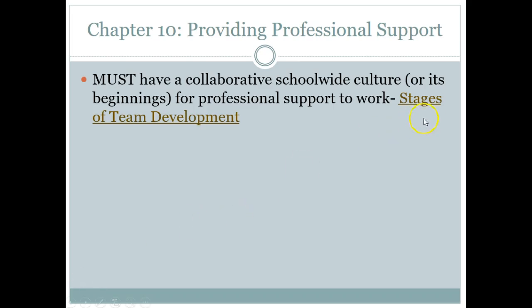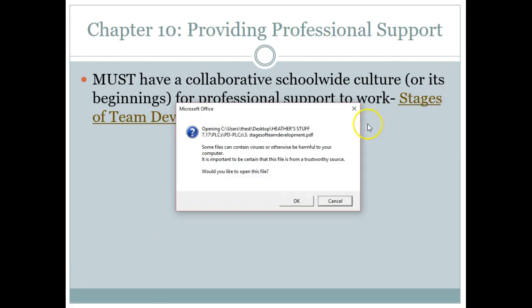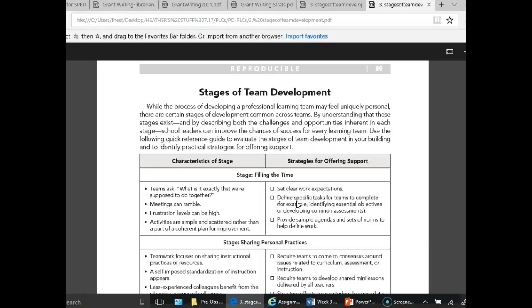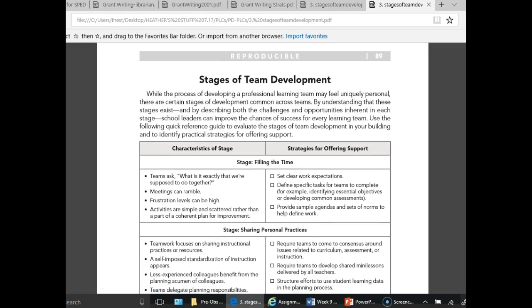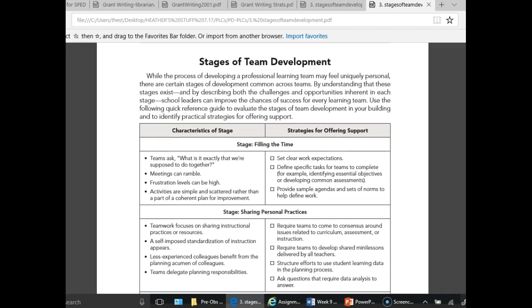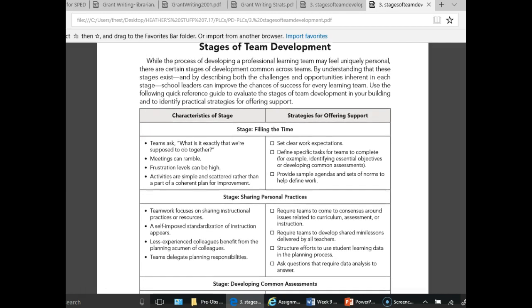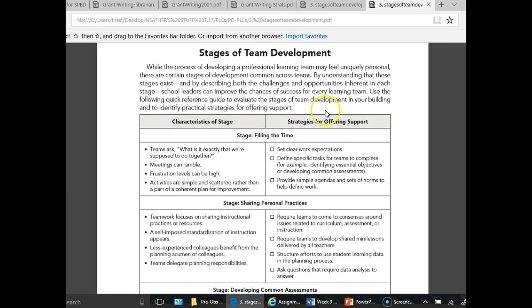And this reminded me of stages of team development from Dufour's PLC at Work, which we'll talk more about PLCs next week. But this nice reproducible here goes over the stages of team development. And it talks about how one of the earliest stages is filling the time. Like basically with meetings, people are just rambling. There isn't a clear purpose of how we're spending the time together and what we're doing. Frustration is high because people feel like time is being wasted.